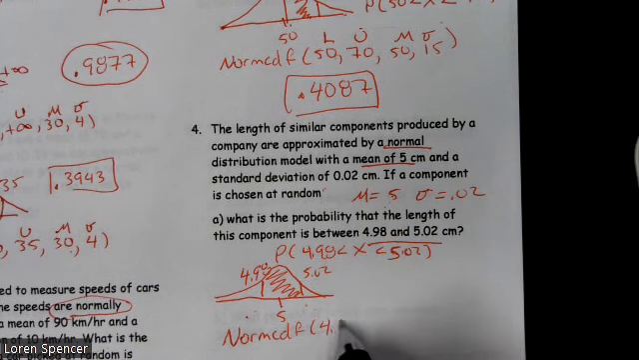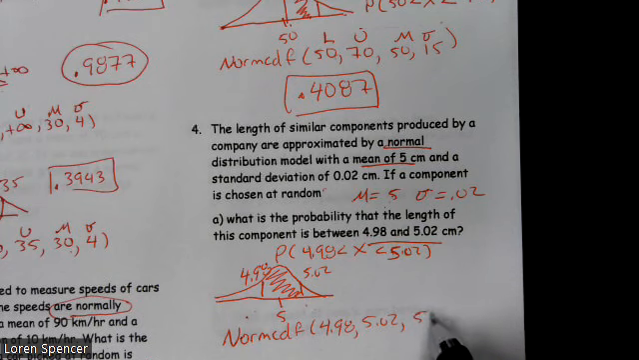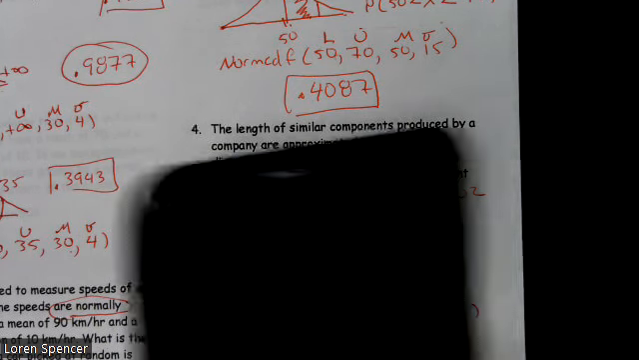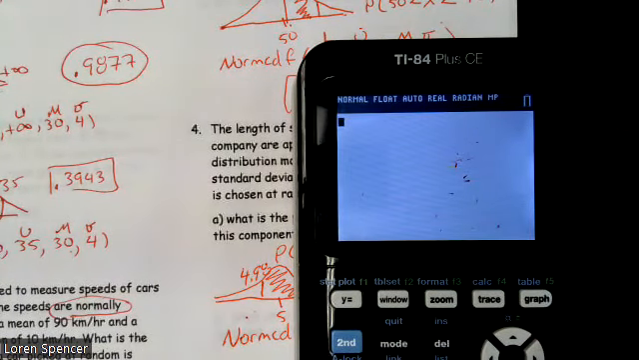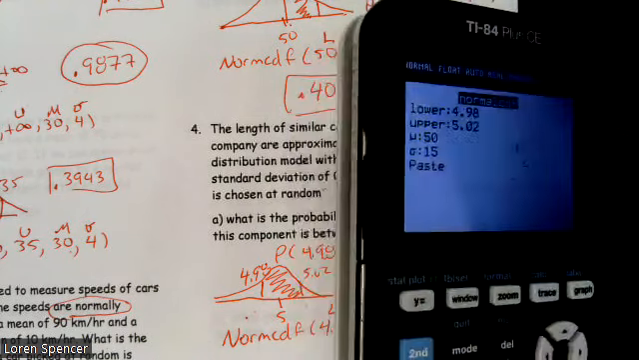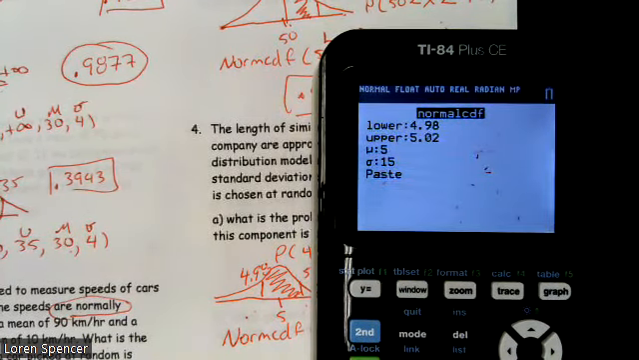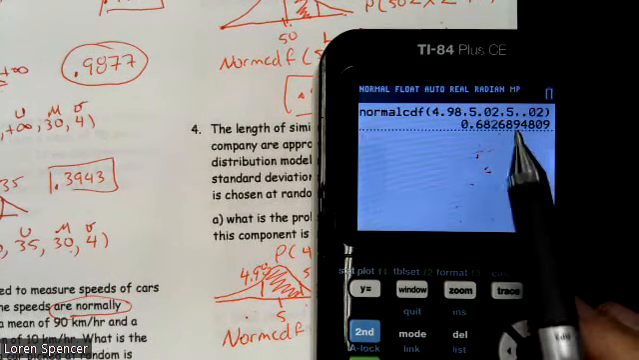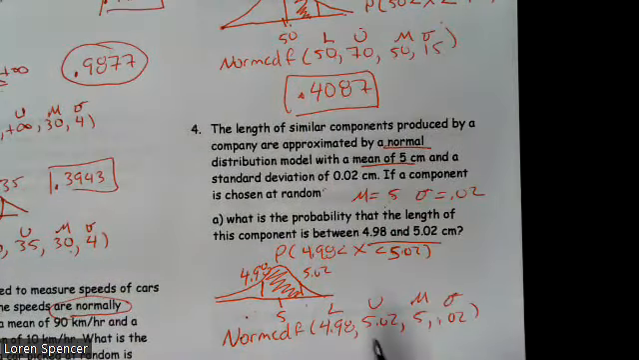So my low is 4.98. My upper is 5.02. My mean is 5, and my standard deviation is 0.02. Lower, upper, mean, standard deviation. So we should be getting something really close to 68%. So second VARS, normal CDF 4.98, 5.02, mean of 5, standard deviation 0.02. And we end up getting 0.6826, pretty close to 68%, which is what we said by the empirical rule that it should be.